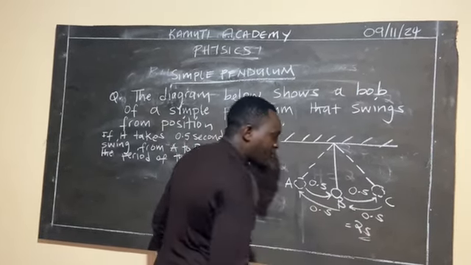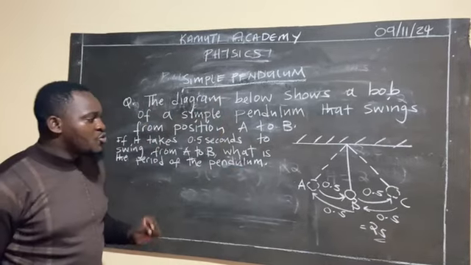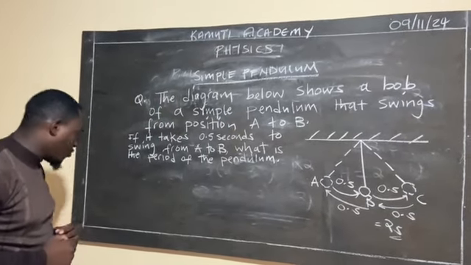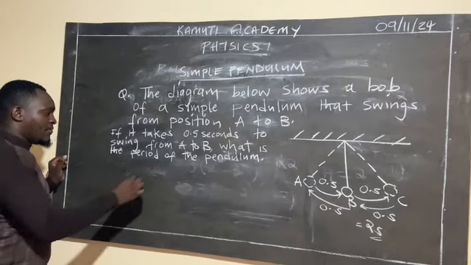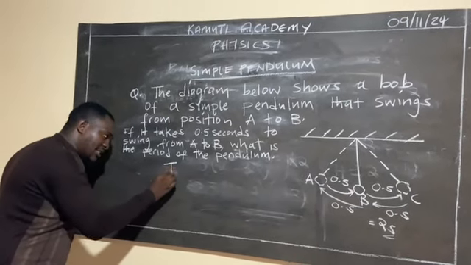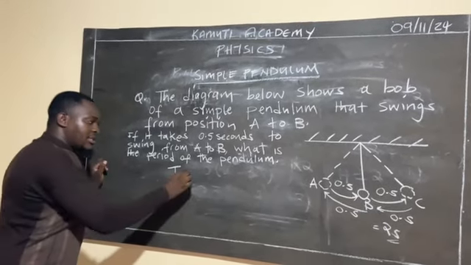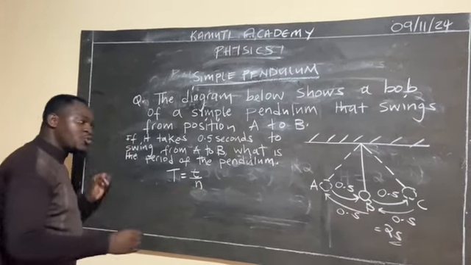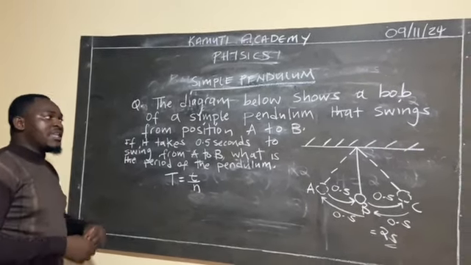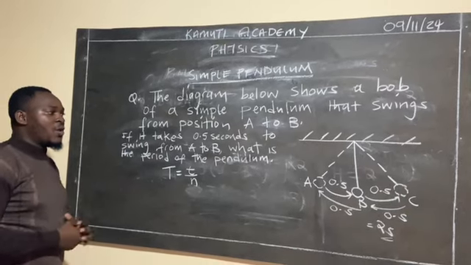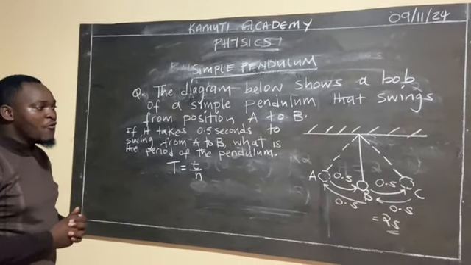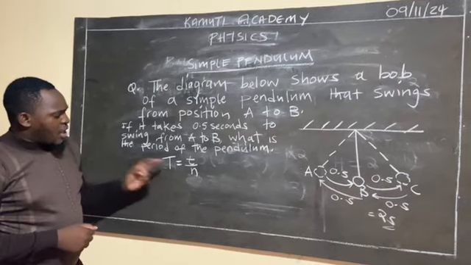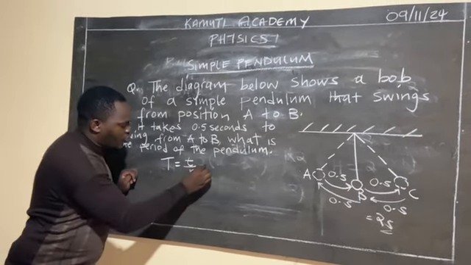Now, however, there is a formula that we use to calculate the period of a pendulum, and that is what I'm going to show you. The period of a pendulum, denoted by the capital letter T, is given by T equals time divided by N, N meaning the number of oscillations. So we're looking at the movements. So how do we find the period in this case?